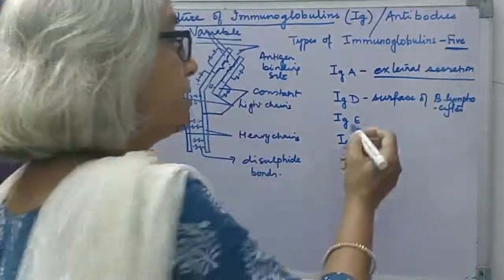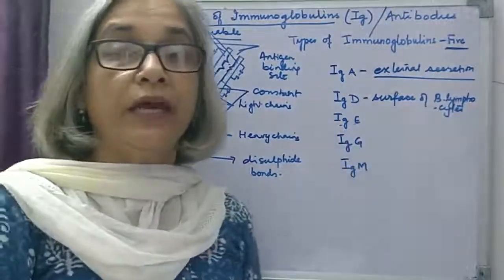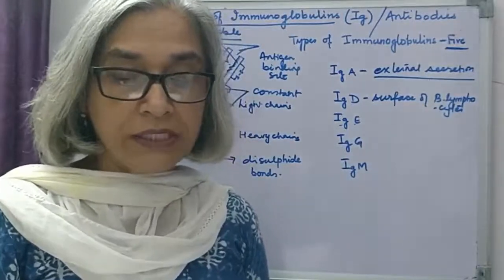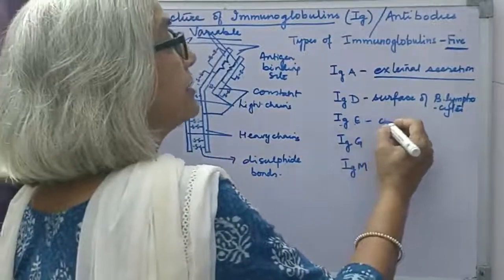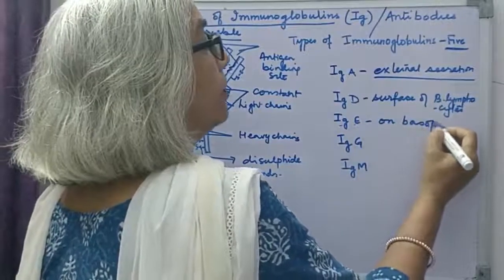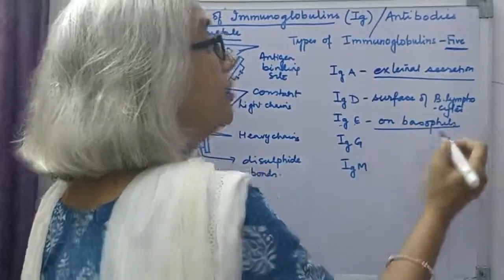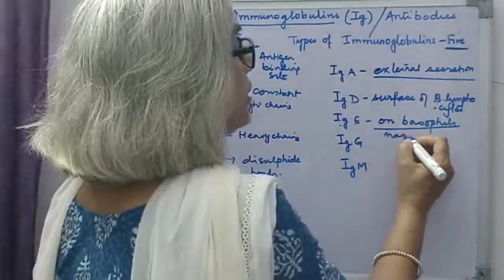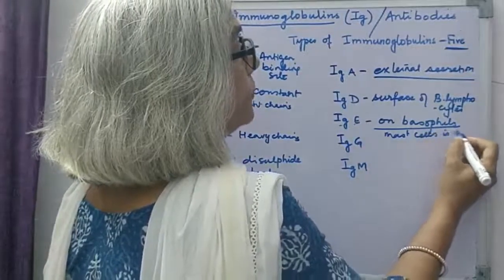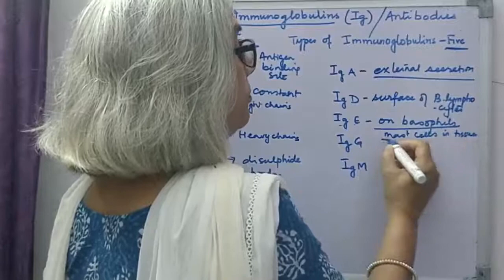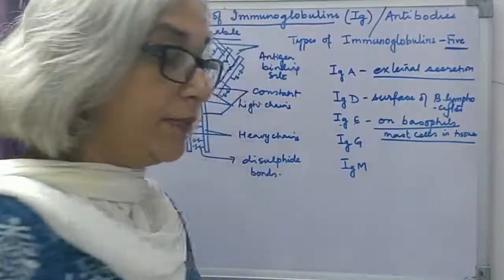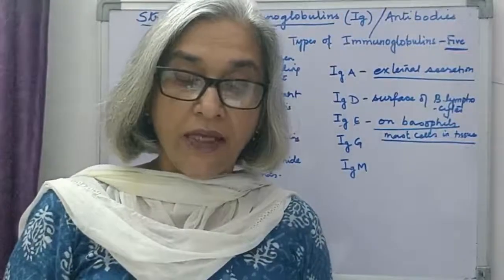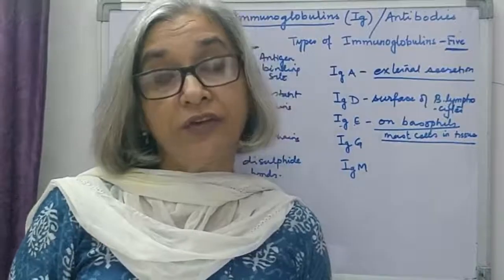Then we come to the next kind of antibody, that is immunoglobulin E. It is present as a membrane bound receptor on basophils and also on the mast cells in tissues. This is the location of antibody IgE, and this promotes the release of histamines and other agents in allergic reactions.